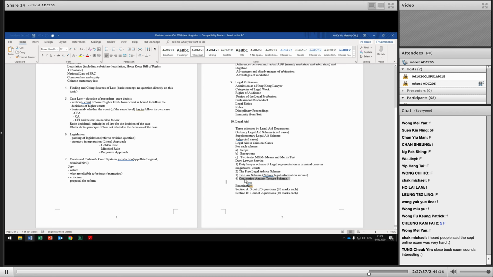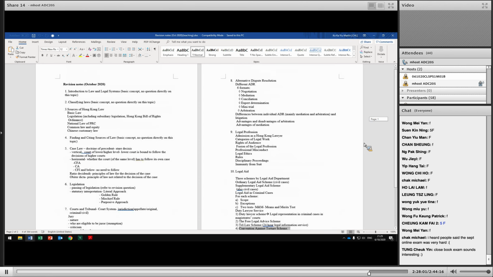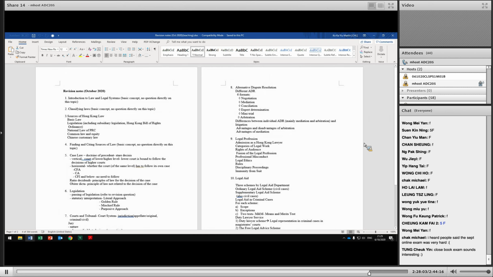Okay? So that's all for legal system. When compared with the other modules, this one is already the easiest one among all the 5 different modules in CLS. Usually most people will think the law of obligations, module 3, should be the most difficult one.